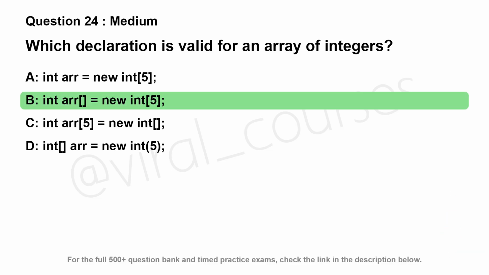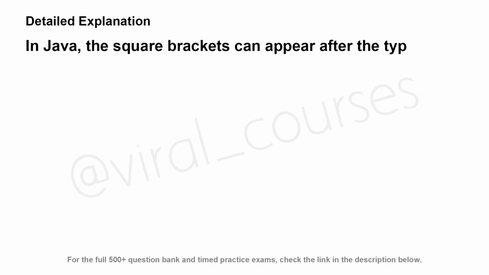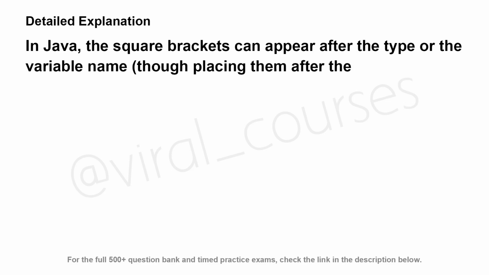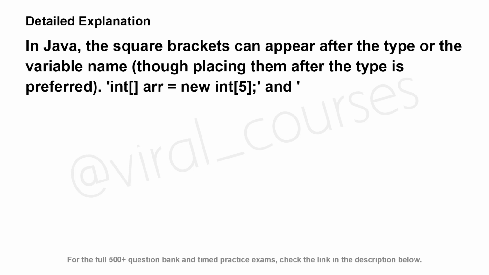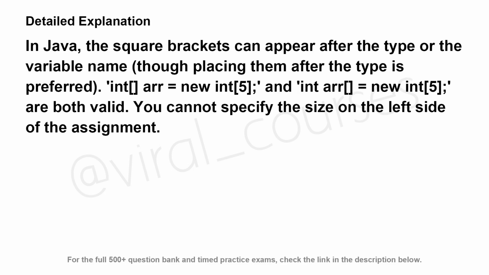The correct answer is B. In Java, the square brackets can appear after the type or the variable name, though placing them after the type is preferred. int[] arr = new int[5] and int arr[] = new int[5] are both valid. You cannot specify the size on the left side of the assignment.